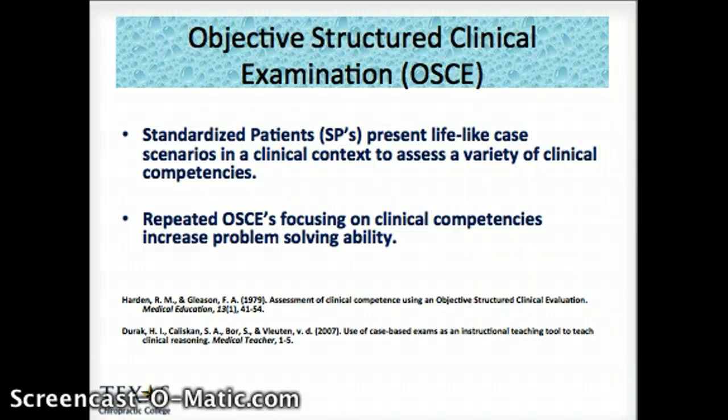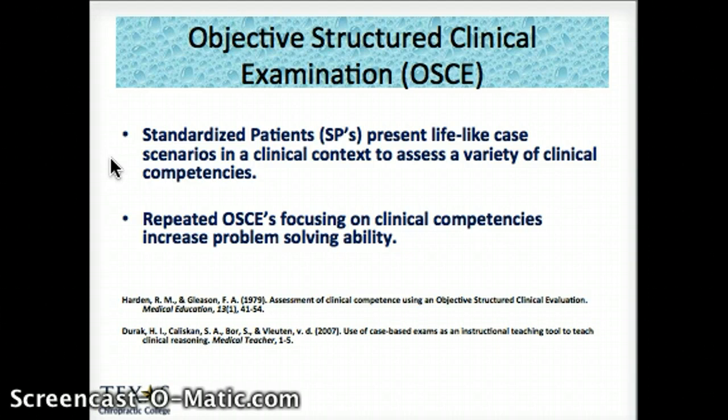Referring to the top half of Miller's pyramid, with the levels shows how and does, there are again a number of assessment approaches. One of the most commonly used approaches is the Objective Structured Clinical Exam, otherwise known as the OSCE. In this case, standardized patients or patient actors present real-life case scenarios in a clinical context to assess a variety of clinical competencies.